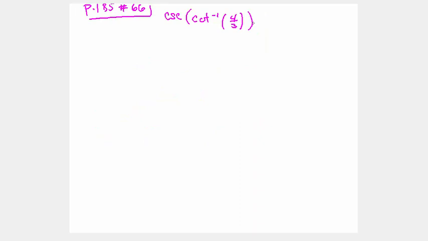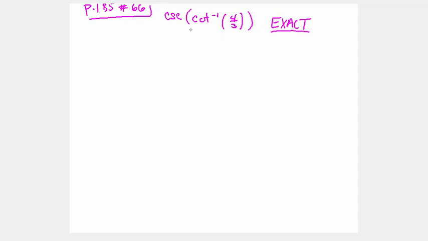Our next example is from page 185, number 66, and we're asked to find the exact value of this expression here, the cosecant of the cotangent inverse of 4/3. So exact value means we want a non-decimal answer, which means no calculator for this one. We want the exact unit circle value of some kind.